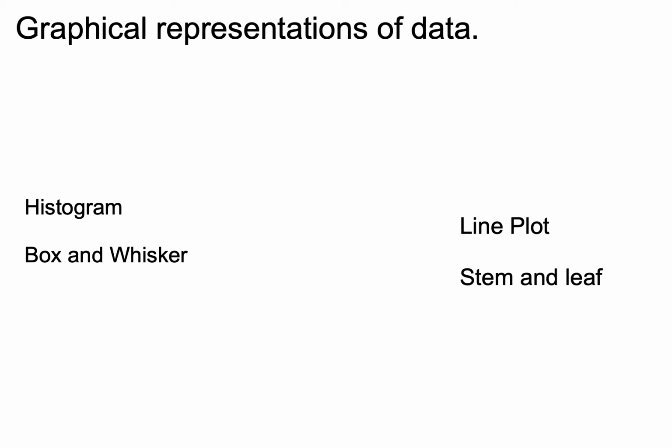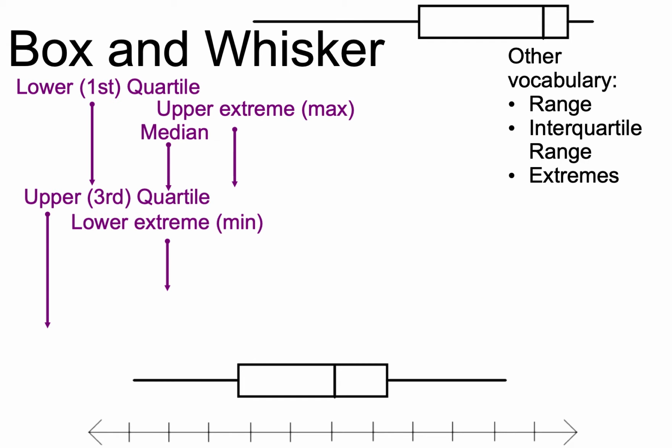Okay, we've got graphical representations of data that we'll be going over in the next couple of lessons. Today we're going to focus on box and whisker plots. We will also be doing histograms. There are line plots and stem and leaf plots. We will see those as we move through future lessons a little bit.